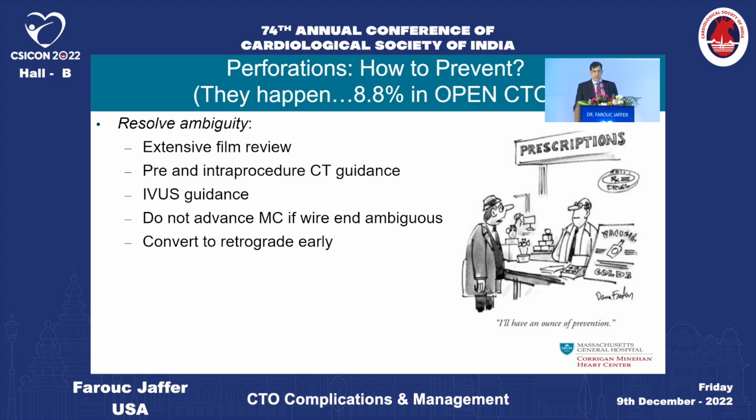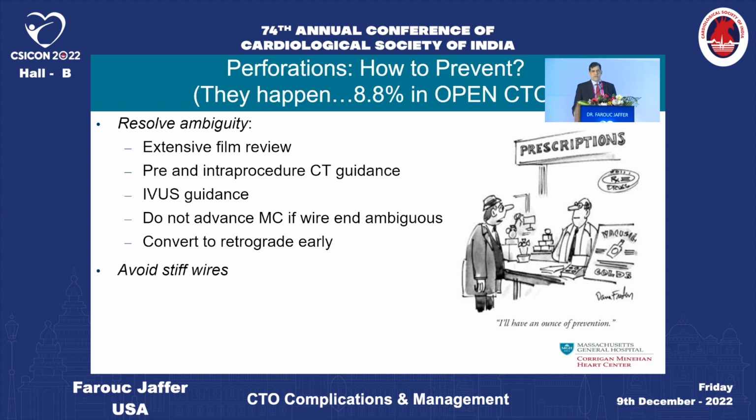So it's important to look at ambiguity as one of the most important risk factors. CT guidance ahead of and during the procedure can be helpful. With real-time IVUS guidance, understanding if a wire tip is ambiguous, if it's really not dancing in the architecture, that is the time to stop and not advance the microcatheter over that, because that can really lead to an insurmountable complication of bleeding. And then convert to retrograde early if ambiguity is not resolved, or use other techniques such as move the cap.